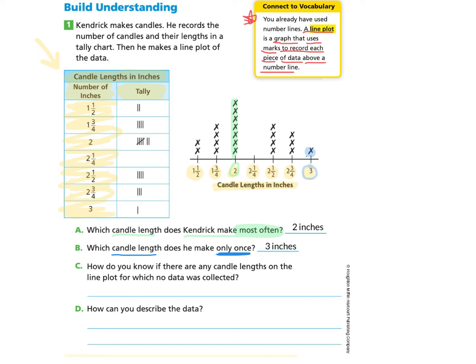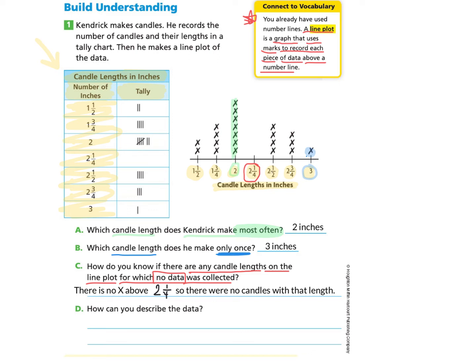Okay, let's take a look at part C. How do you know if there are any candle lengths on the line plot for which no data was collected? Do you see a measurement that does not have an X? I see it too. It's 2 1/4 inches. So there is no X above 2 1/4 inches. So there were no candles with that length.